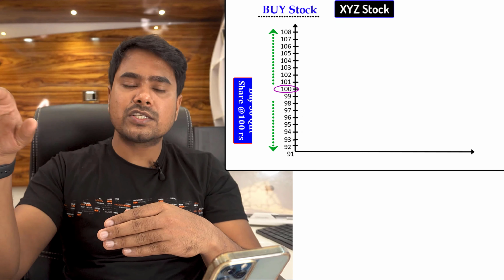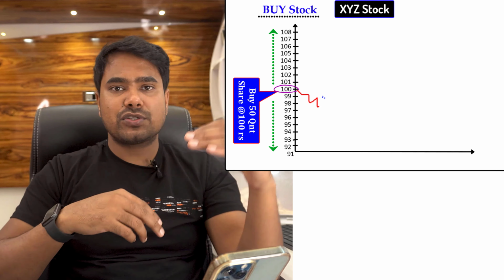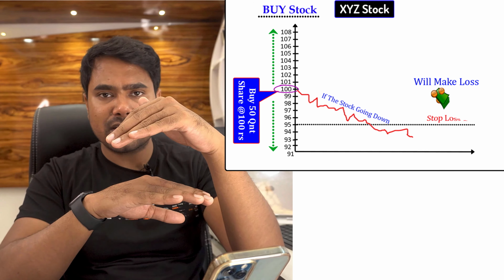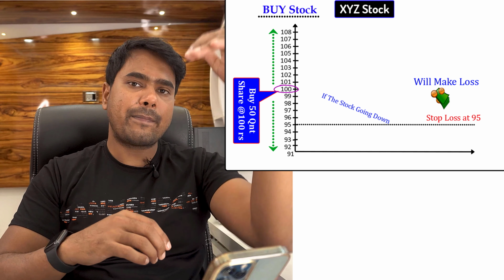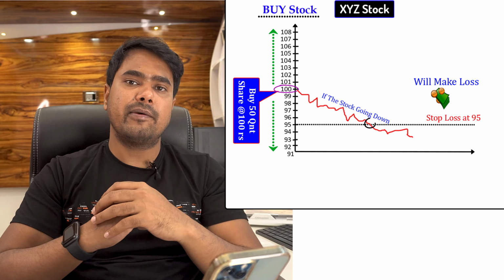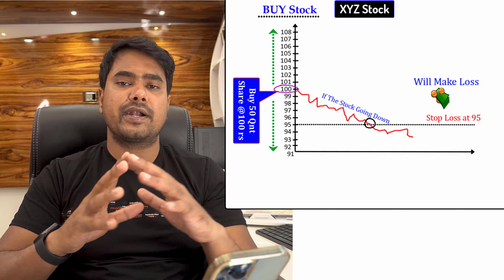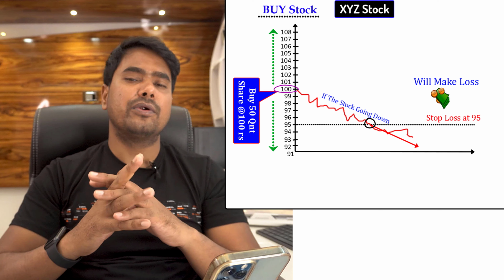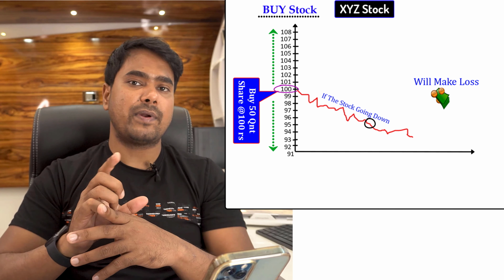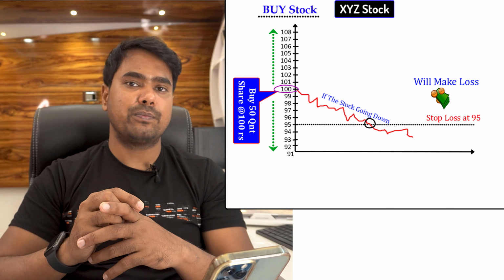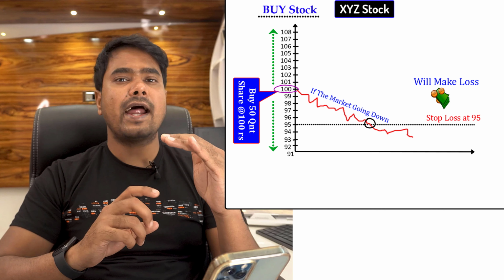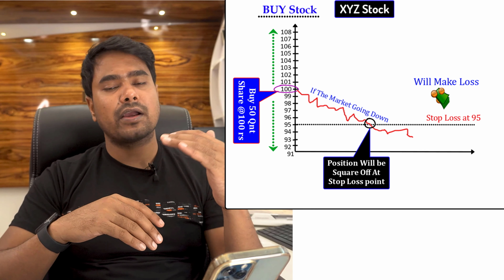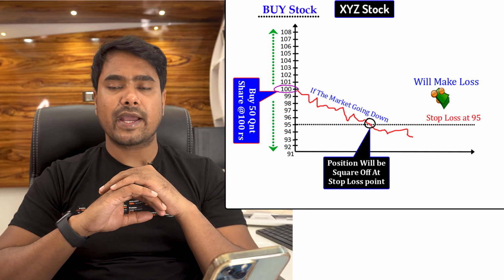Look, you bought the stock at 100 rupees, right? If the stock goes down, you will be making losses, right? And you place a stop loss order at 95. When the price touches this 95 level, your position will be squared off at 95 rupees. If markets go down and touch that level, your position will be squared off, and then if the market goes down further, you wouldn't make any more losses because you placed a stop loss order at 95 rupees.